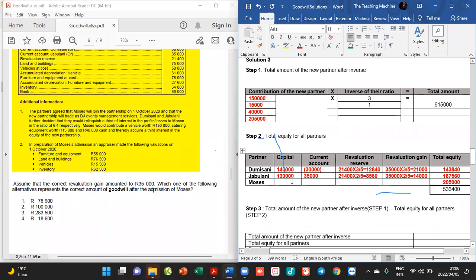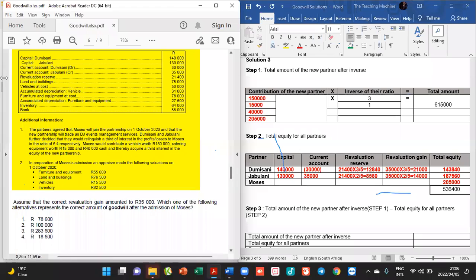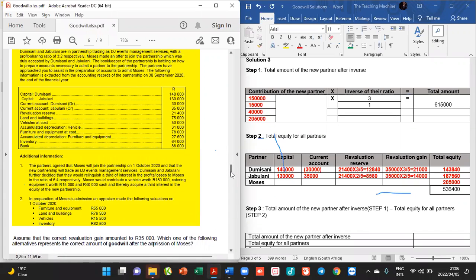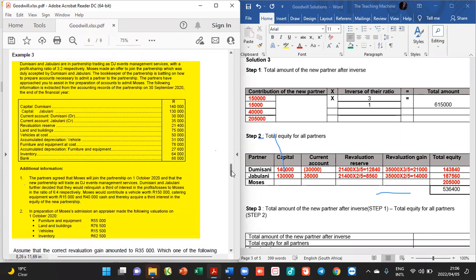So you need to be extra careful on step number 2 because most students would not see the revaluation reserve. Okay. So once you see a revaluation reserve on the table, then you split it as per the agreed proportion.